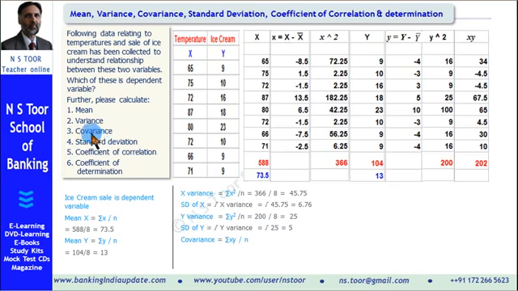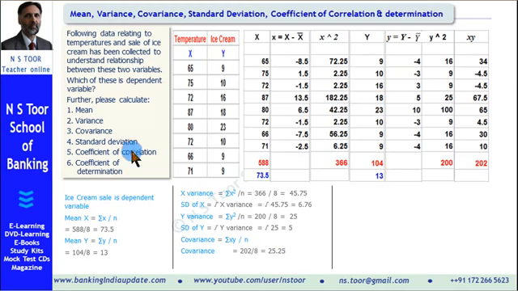Now calculation of covariance. How do we calculate covariance? Covariance is equal to summation xy, means this figure, divided by number of observations. So 202 divided by 8, we get 25.25. This is the value we get, 25.25. That is covariance.